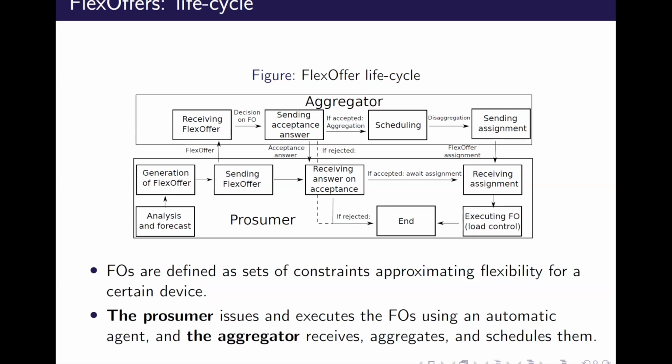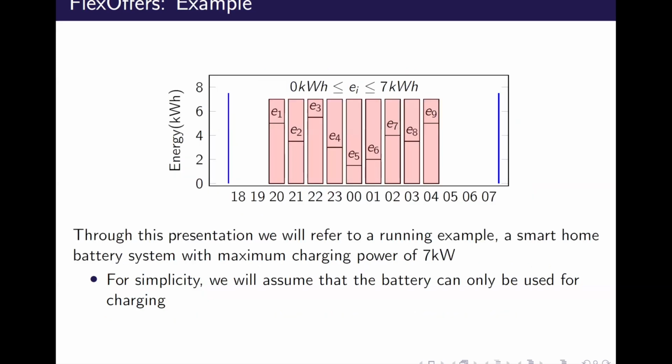A flex offer in and of itself is actually not very complicated, although there are a few types that are a bit more advanced. So here in this presentation, we'll have a running example where we have a smart home battery that can charge at any given time for 7 kilowatts. And in this case, we will assume that the battery can only be charged and not discharged.